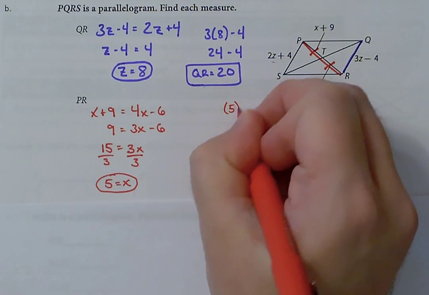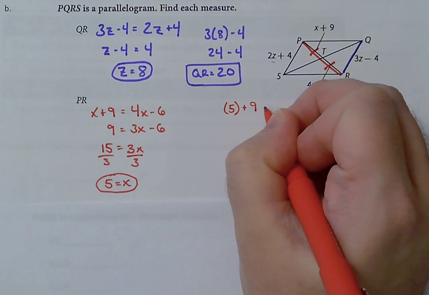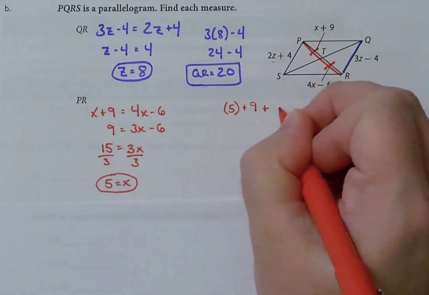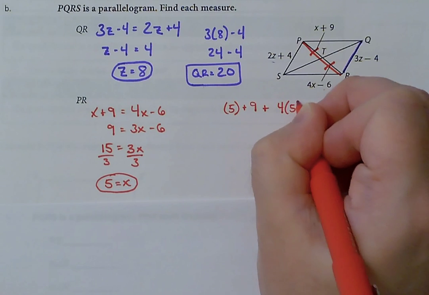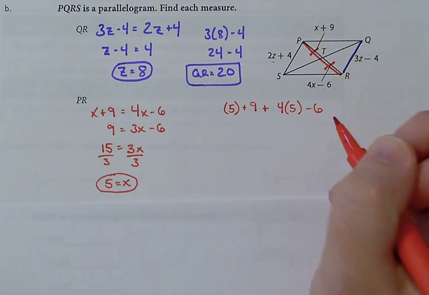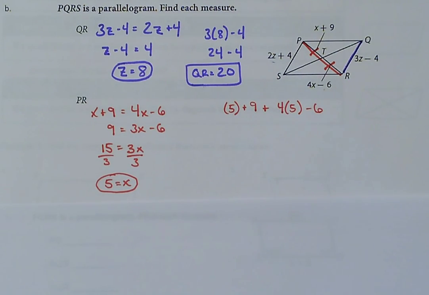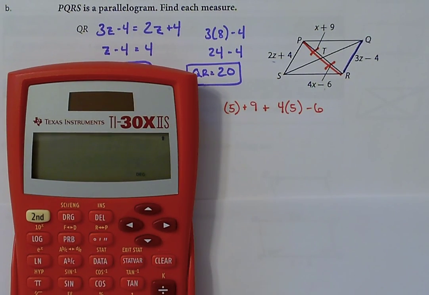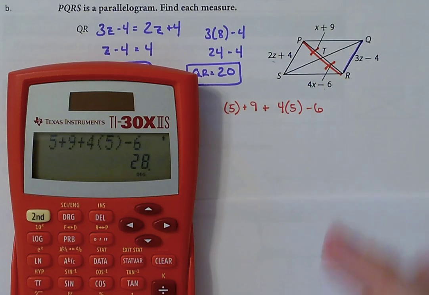So we're going to do 5 plus 9 plus 4 times 5 minus 6. So I'm adding these two expressions together and plugging 5 back in. And all we're going to do is just use our calculator to go through and set this up. So 5 plus 9 plus 4 times 5 minus 6. And we end up with 28.